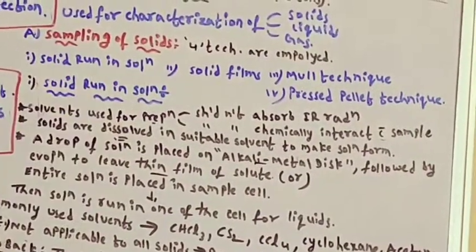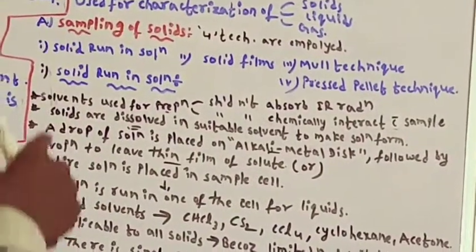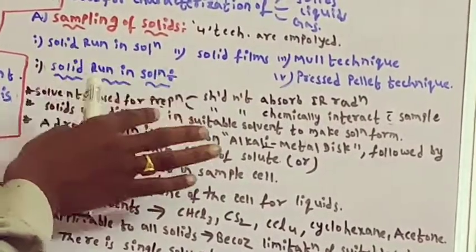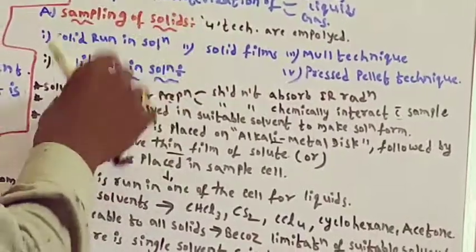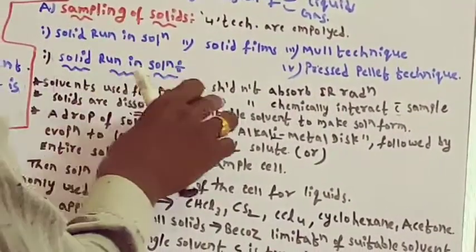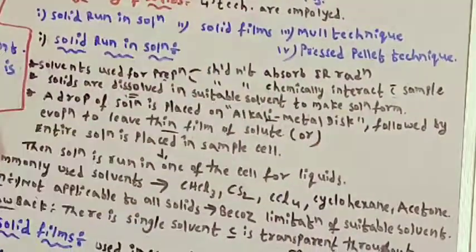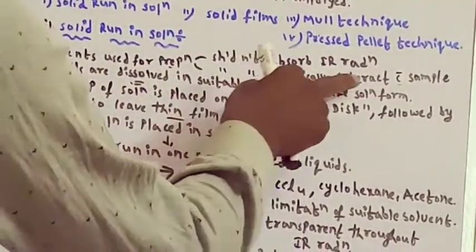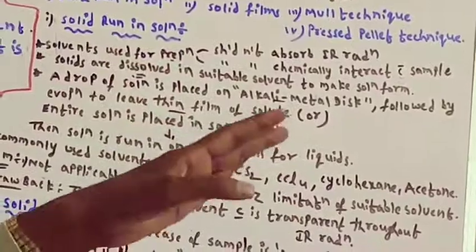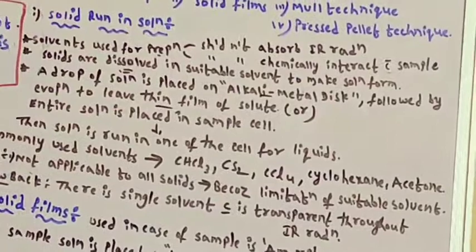Solid run in solution means solids are analyzed in the form of solution. The solvent used for dissolving the solid should not absorb IR radiation, and it should not chemically interact with the sample. These two properties must be possessed by any solvent used in IR spectroscopy.